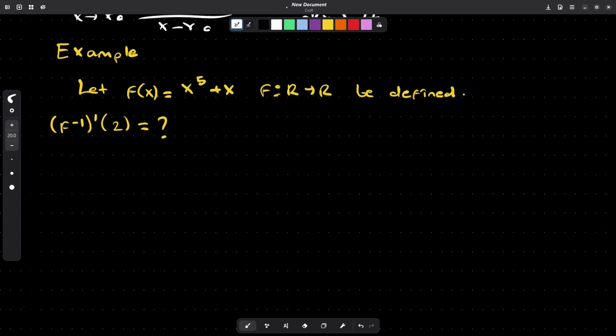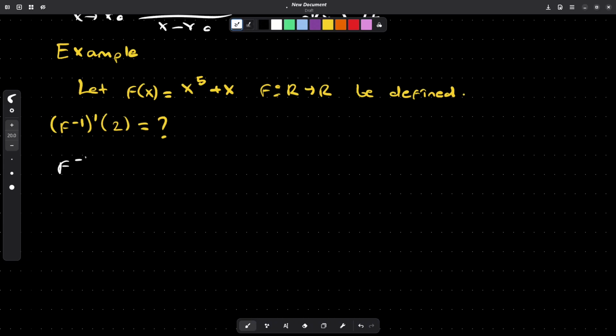An example: let f(x) be x to the fifth power plus x. f is a function from real numbers to real numbers. What is the derivative of f inverse at 2? We have a couple of methods, as we said. We will use two methods. You can try to figure out the inverse of this function, differentiate that, and plug the 2 in after that and find the answer too. But sometimes finding the inverse of a function can be really hard. So we will use the two methods I will show you today.